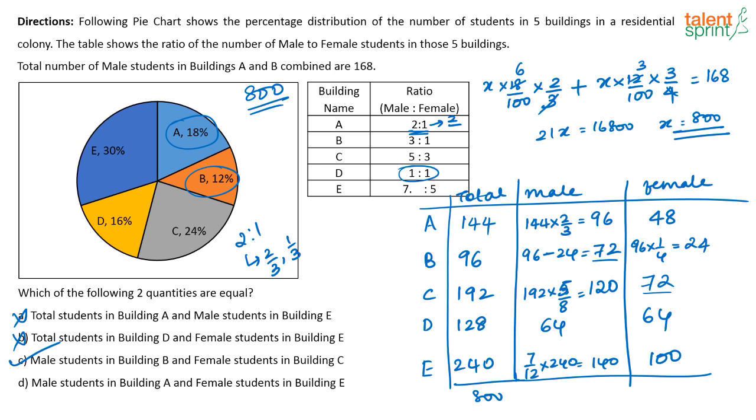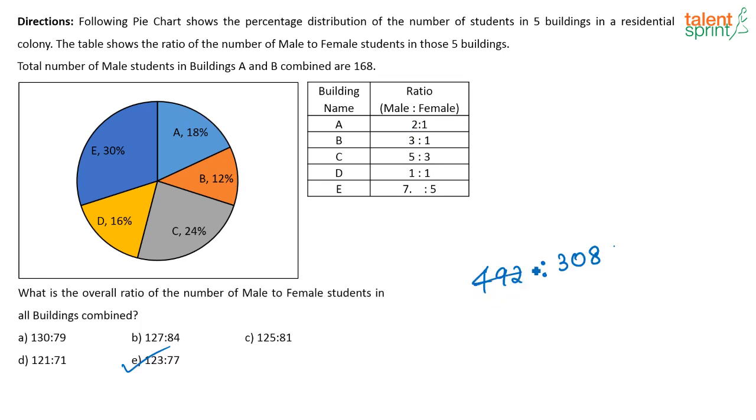So, what do you get here? If you add the females, what will you get? You have 48 plus 24, that is 72. 72 plus 72, that is 144. 144 plus 100, which is nothing but 244. 240 go in both. So, this is nothing but 1, 2, 3 and this will be 7, 7. That's how you get that.